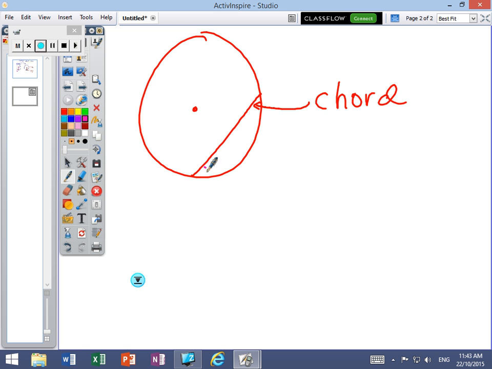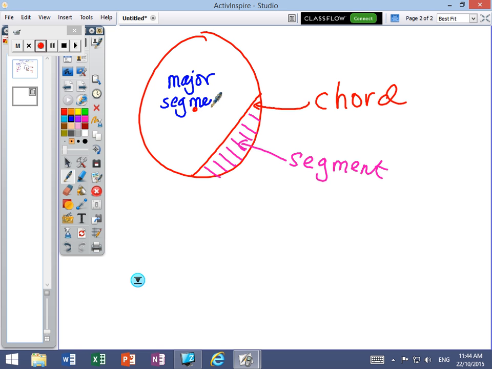And the chord cuts the circle not into pieces of pie like sectors, but into pieces that start with the letter S. Who was that one? Segment. Great, you know your circles. And just to add, there are 2 segments. This is the major segment, and this is the minor. It's just where halfway is.